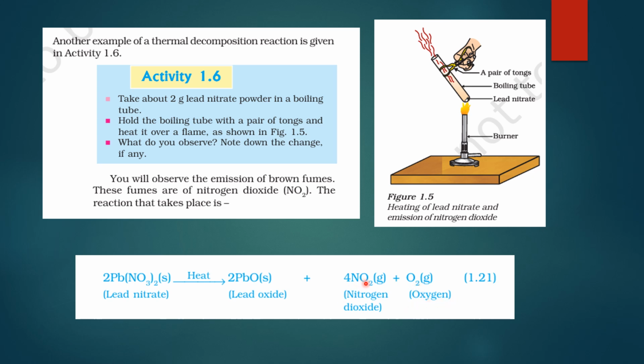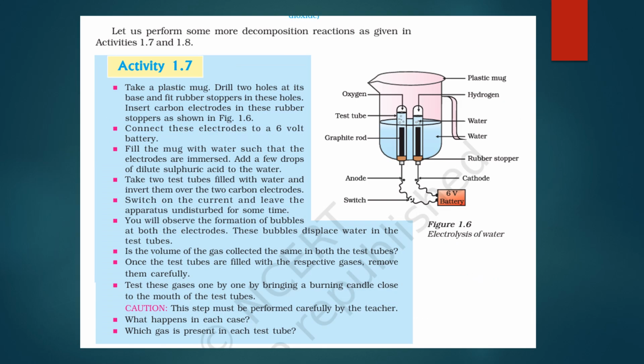So you are getting two gaseous products and one solid product. So again, this is a decomposition reaction because one reactant is there, many simpler products are there, and because of the action of heat, this is occurring. So this is referred to as a thermal decomposition reaction. Now, in order to understand decomposition reactions better, we will perform two more activities.